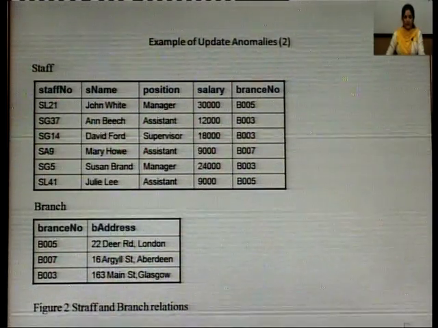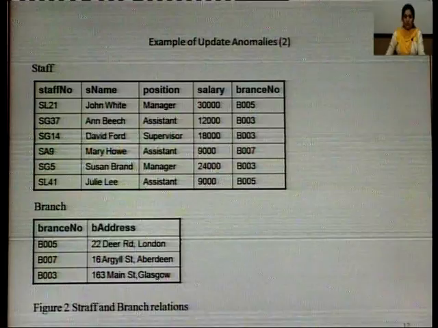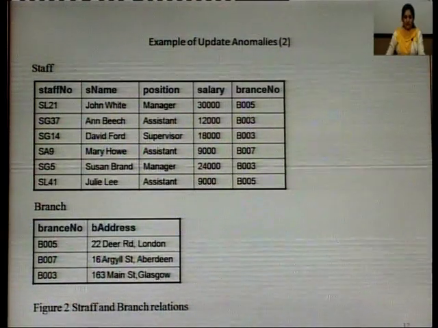There is another example of update anomaly. We are having two tables here, one is staff and the other is branch.